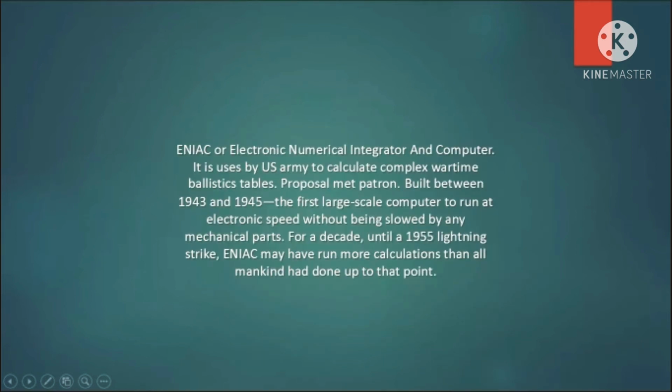ENIAC, or Electronic Numerical Integrator and Computer. It was used by the US Army to calculate complex wartime ballistic tables, built between 1943 and 1945. The first large-scale computer to run at electronic speed without being slowed by any mechanical part.